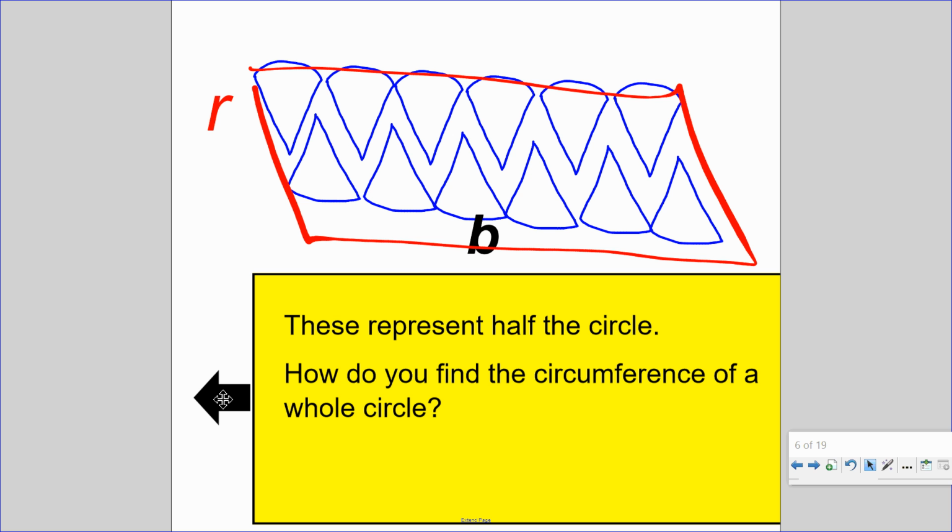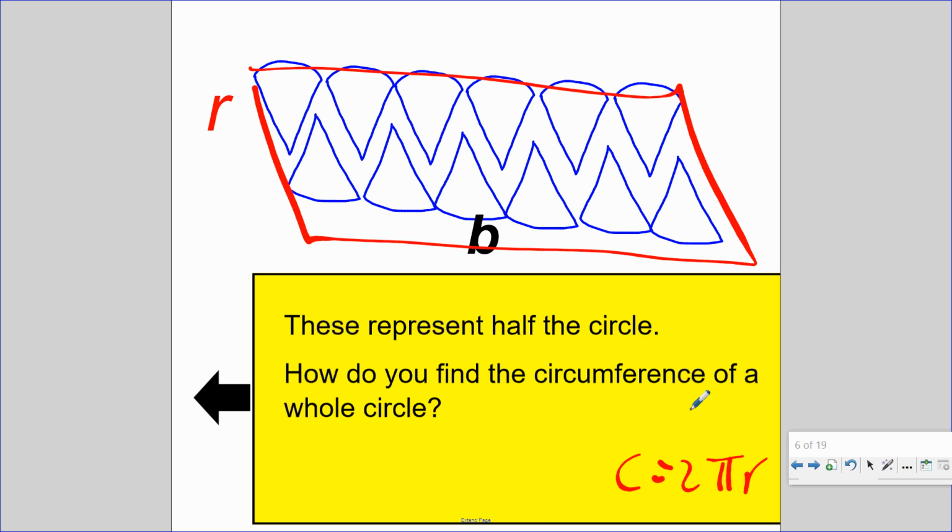These represent half of the circle. How do you find the circumference of a whole circle? If you want to find the circumference of a whole circle, isn't it C equals pi d or C equals 2 pi r? Since we are talking about radius, which one of these circumference formulas should I use? I'm going to use the second one, C equals 2 pi r.